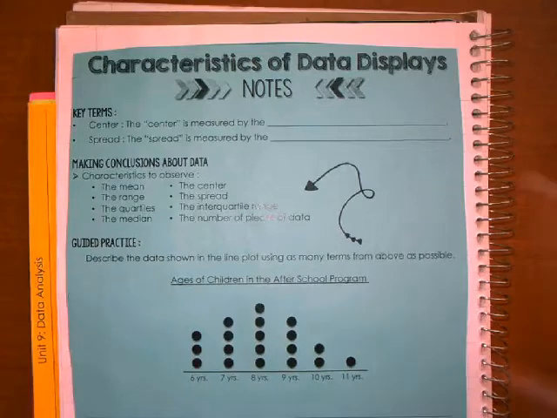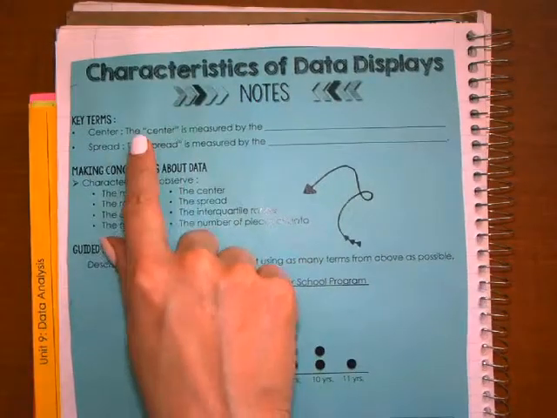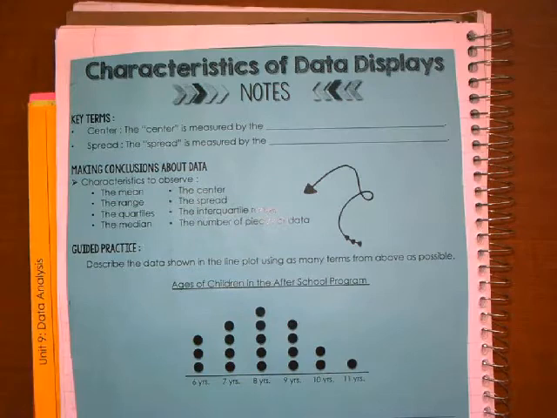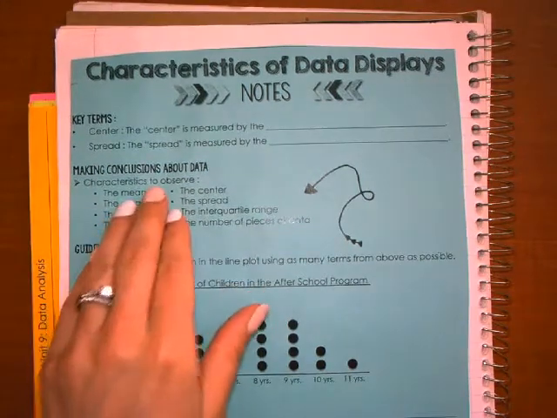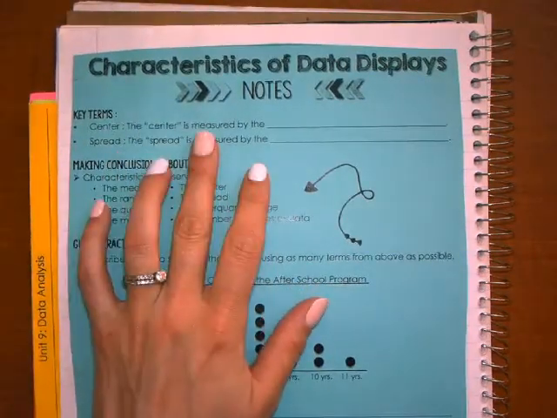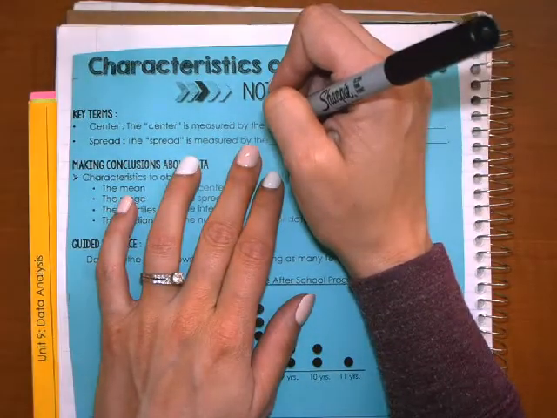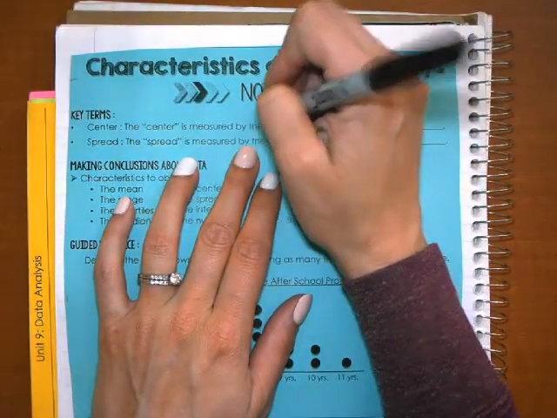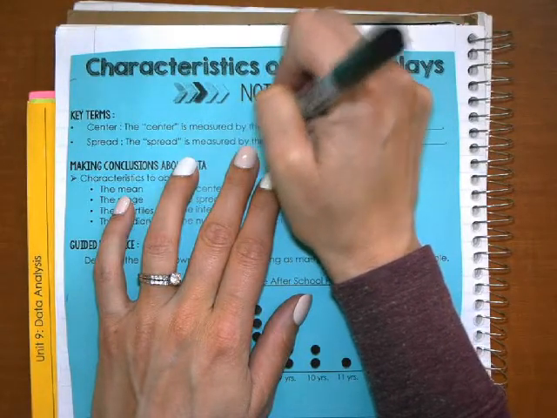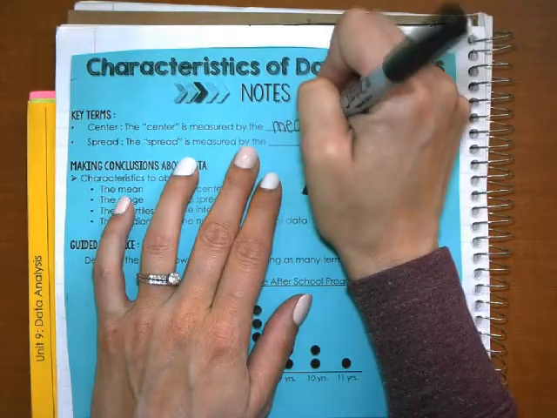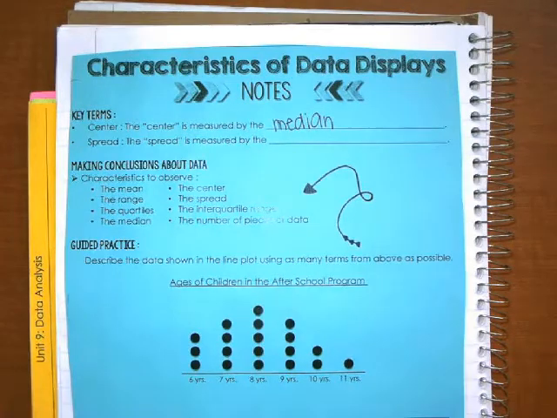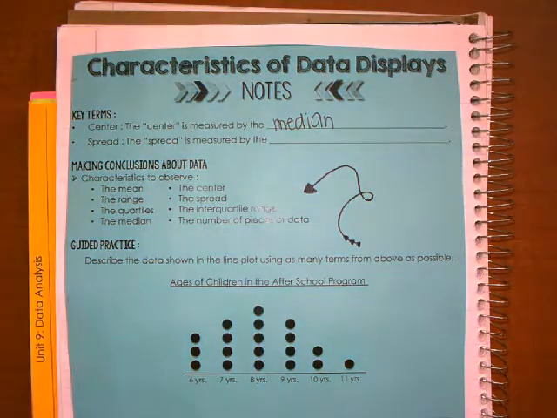Characteristics of data, some things that you need to know. So some key terms. We have what's called the center and we have what's called the spread. The center is measured by what? What do you think? Median. The median, because the median's the middle, right? So center, middle, median all go together. Does that make sense, guys? Yeah. So the center is the median. So whenever they talk about the center, it's the median of your data.